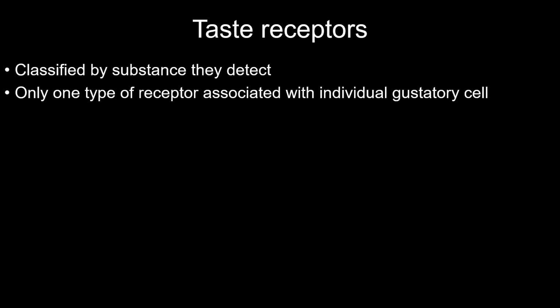Now, when we detect taste, that stimulus binds to receptors on the microvilli of gustatory cells. These receptors are classified by the substance to which they respond, and only one type of receptor is typically found on a particular gustatory cell. So that really means that despite popular belief, different tastes are not localized to different regions of the tongue.